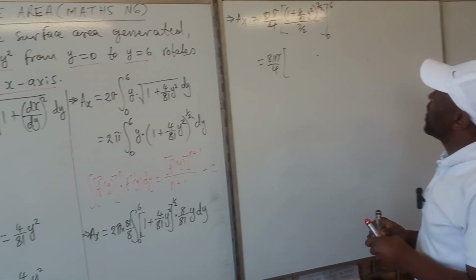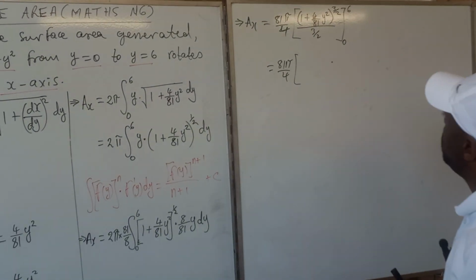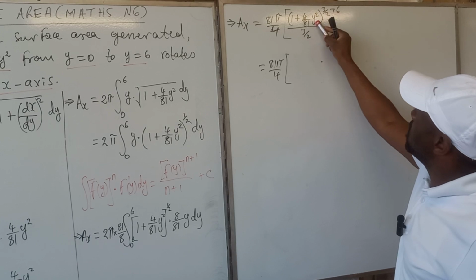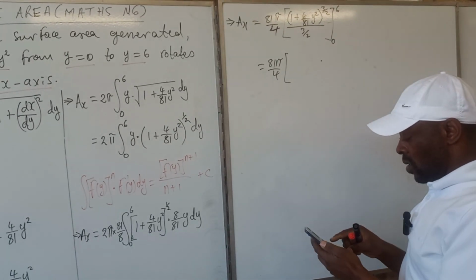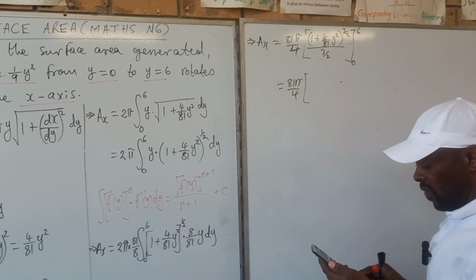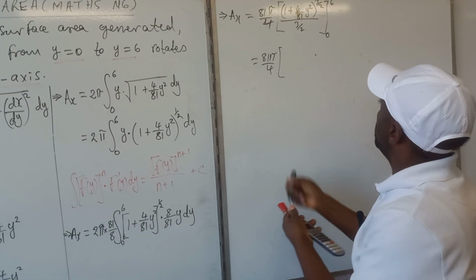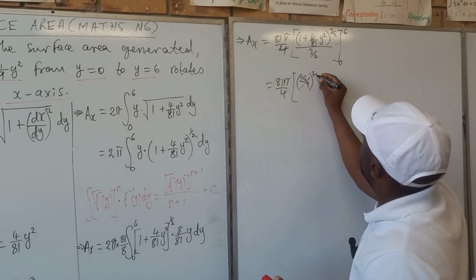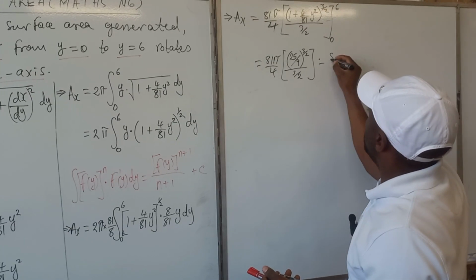So my limit is a 6. So I'm going to take 6 and put it there and square it. That looks like a huge number. So I'm going to need the help of a calculator. So I will take 6 squared. That is 36 times 4/81. So I'll take 4/81, then multiply by 36. Once I get it, I then add 1 to it. If I add 1 to it, it gives me 25/9. So I'm having 25/9, but this must be raised to the power 3/2 divided by 3/2. That's my upper limit.